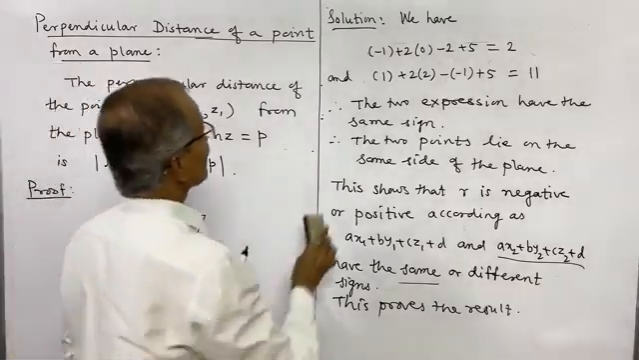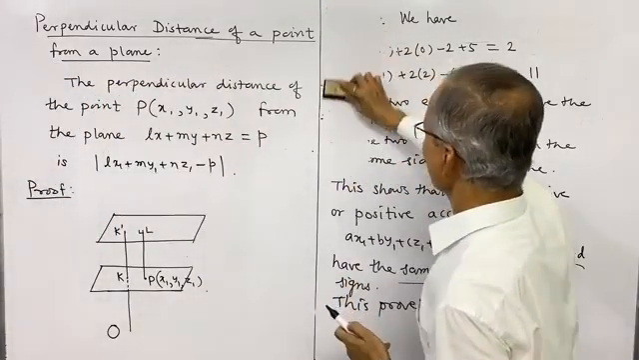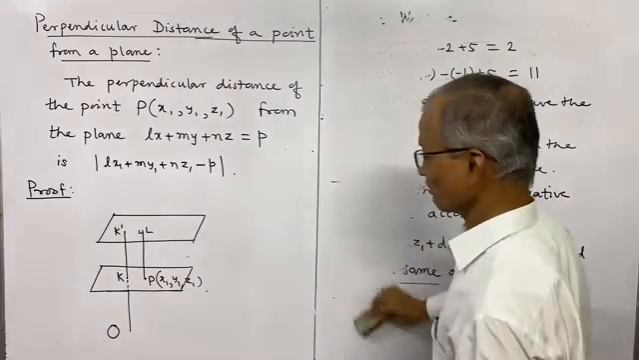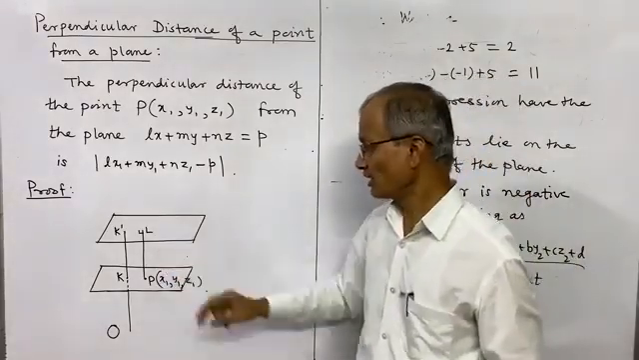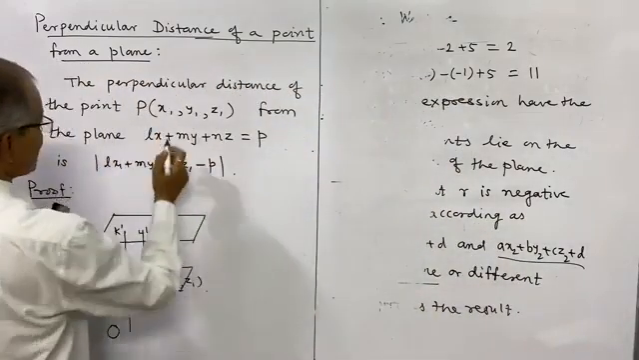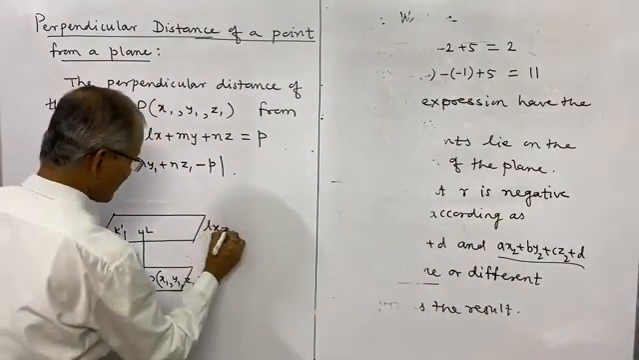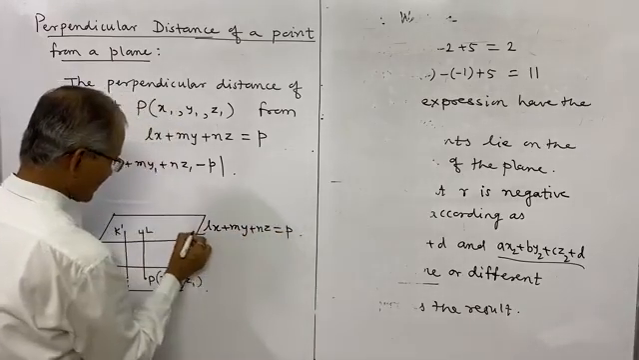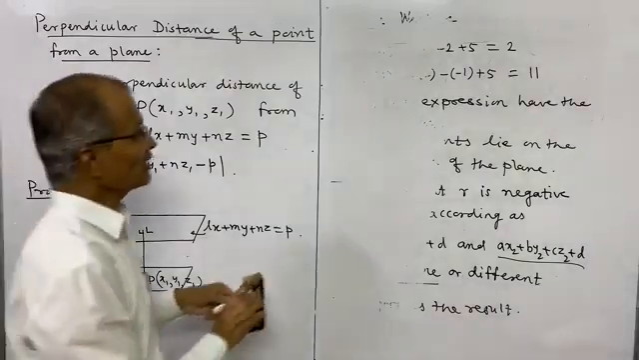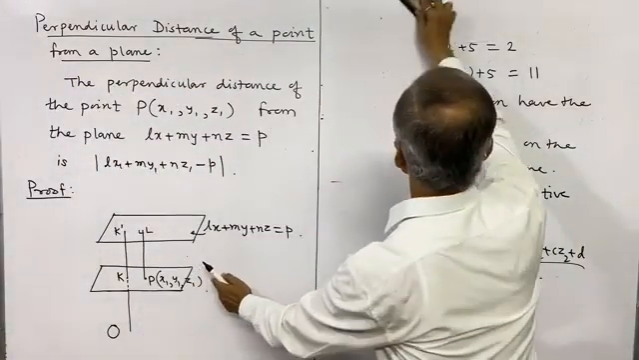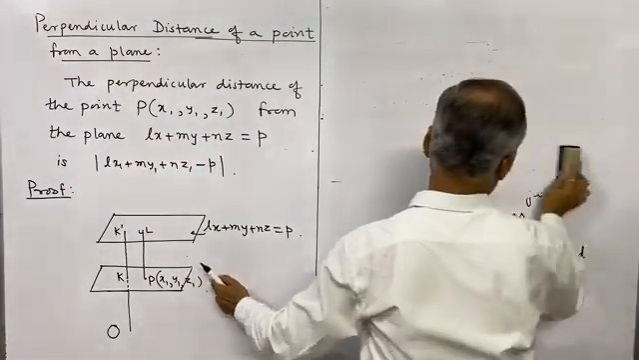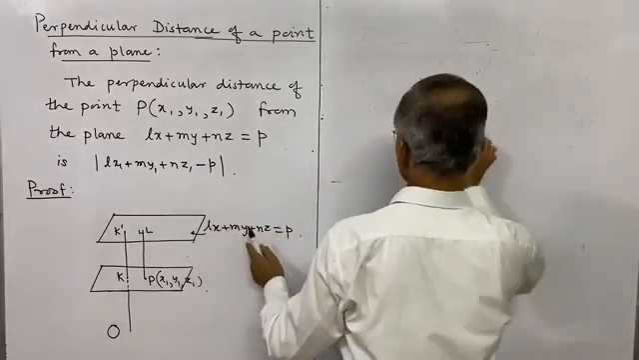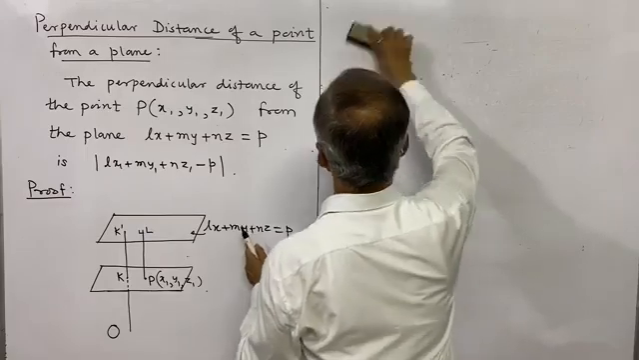Now we will prove the result. First we write the equation of the plane passing through the point x1, y1, z1 and parallel to the given plane. This is our given plane, Lx plus My plus Nz is equal to p. We write the equation of the plane passing through the point x1, y1, z1 and parallel to the given plane.